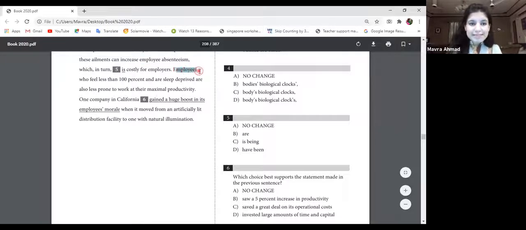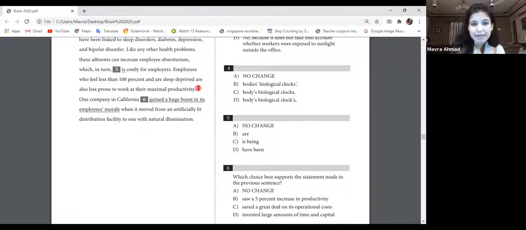Employees who feel less than 100% energized and are sleep deprived are also less prone to work at their maximal productivity. अच्छा, अब यहाँ पर इन्होंने बात की है प्रोडक्टिविटी की और इन्होंने बात की है कि कुछ एम्प्लॉयज़ जो है उनकी प्रोडक्टिविटी डिक्रीज हो जाती है जब वो 100% एनर्जाइज फील नहीं कर रहे होते और स्लीप डिप्राइव्ड होते हैं. दे आर नॉट एबल टू शो एज मच एनर्जी व्हेन इट कम्स टू देयर वर्क प्रोडक्टिविटी. So which choice in question 6, which choice best supports the statement made in the previous sentence?